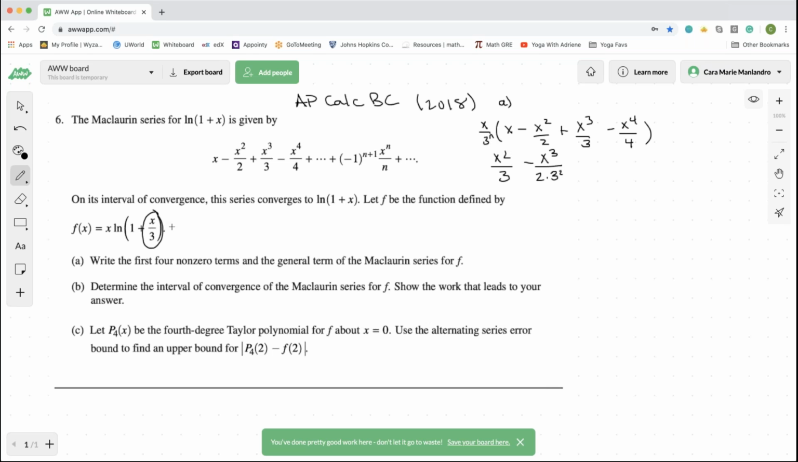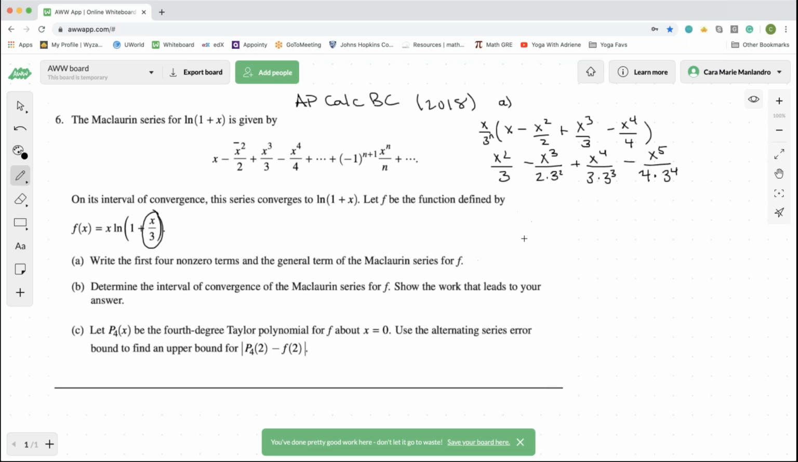Because this is the argument, right? Everybody okay with that? So I got x to the fourth over 3 times 3 cubed, minus x to the fifth over 4 times 3 to the fourth. The reason for this is this x becomes x over 3 squared, and this one becomes x over 3 cubed. Okay, so those are our first four non-zero terms.